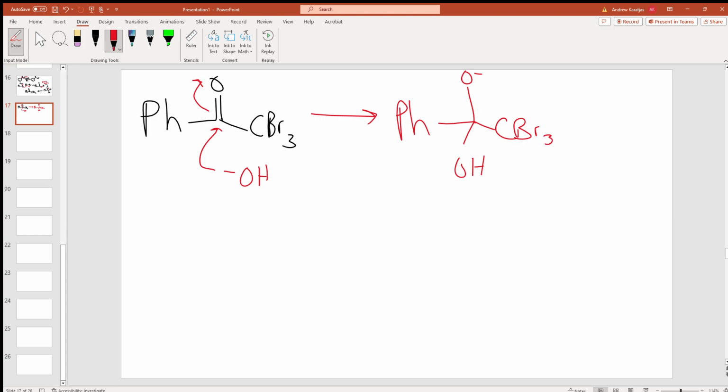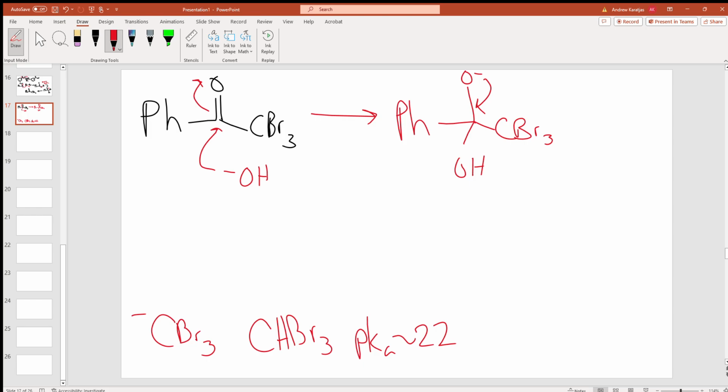And we might not think of CBr3 as a leaving group, but it turns out that CBr3 minus is the conjugate base of bromoform, CHBr3. Bromoform has a pKa of around 22. And so is CBr3 minus a good leaving group? Probably wouldn't classify it as a good leaving group, but it's good enough. And if we have something to help drive the equilibrium forward, it's more than sufficient as a leaving group. So if this O minus adds its electrons back in, we kick out CBr3.